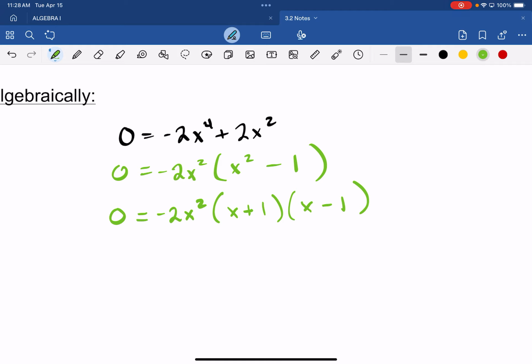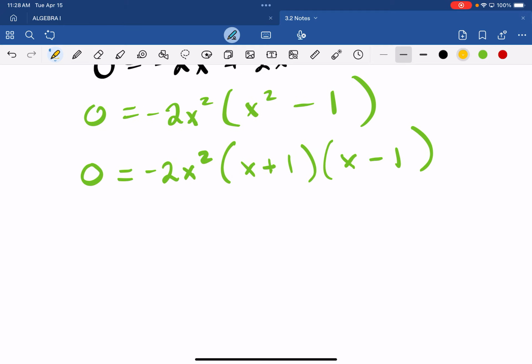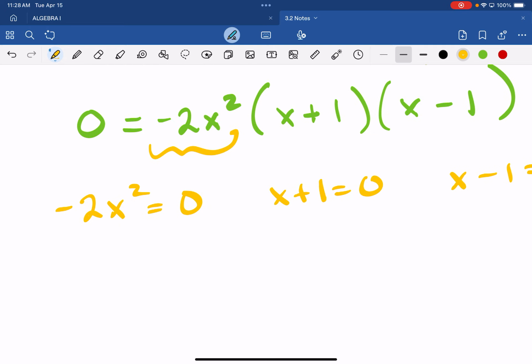Now, this next part, I know it's going to seem silly for me to write it all out, but I want you to follow along because you'll see why we're doing it in a second. Our first factor, negative 2x squared equals 0, is one thing I have to find the value of x for. Then x plus 1 and x minus 1. So 3 different values for x. My first one, divide both sides by negative 2. I have x squared equals 0.